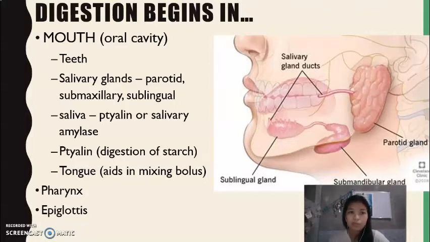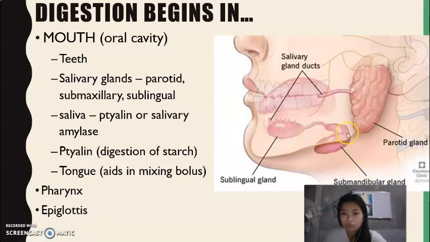So we have the different salivary glands in our oral cavity. First we have the parotid gland. It is found beneath the cheeks. Ayan, ito yun. And the second one is the submaxillary or the submandibular gland. So it's below the jawbone.